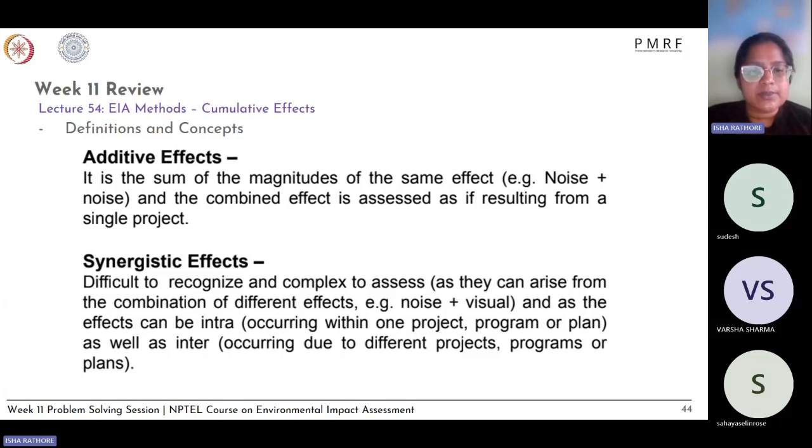So the effects can be intra, that is occurring within one project, program, or plan, as well as inter, that is occurring from different projects, programs, or plans. So these are synergistic effects. They are different nature of effects which are felt together. Okay.